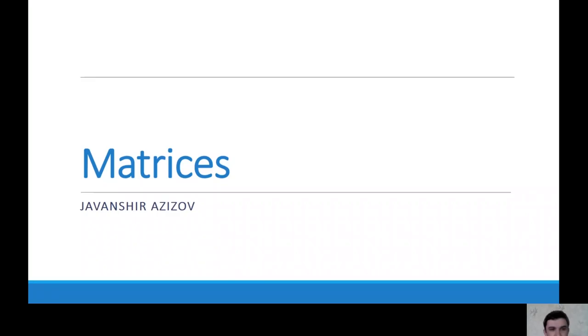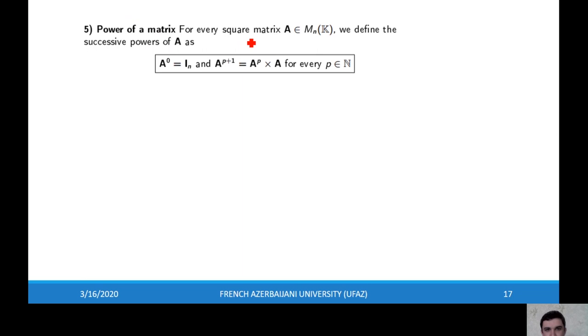Hello guys, in this video I will talk about the power of matrix and binomial formula. Power of matrix. For every square matrix A, we define its power as follows. A to the power of 0 is the identity matrix, and A to the power of P plus 1 is equal to A to the power of P times A. And here P is any natural number.